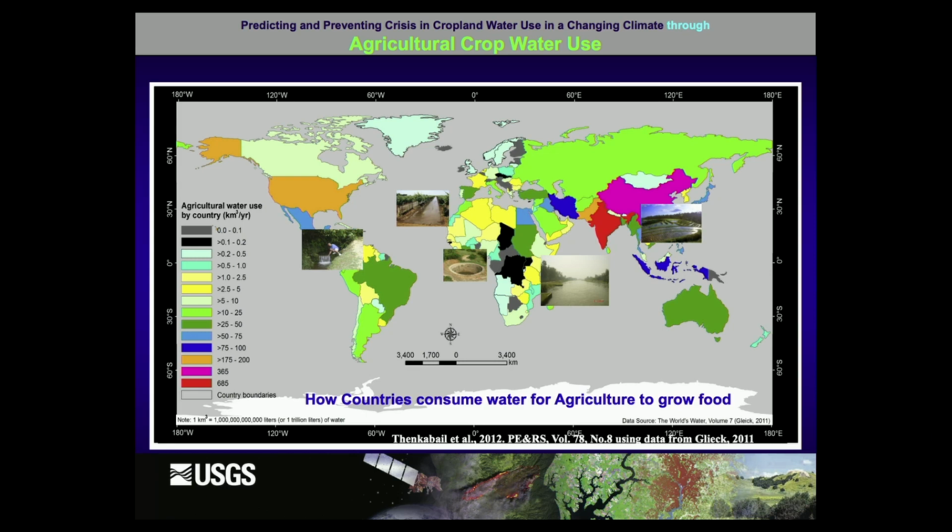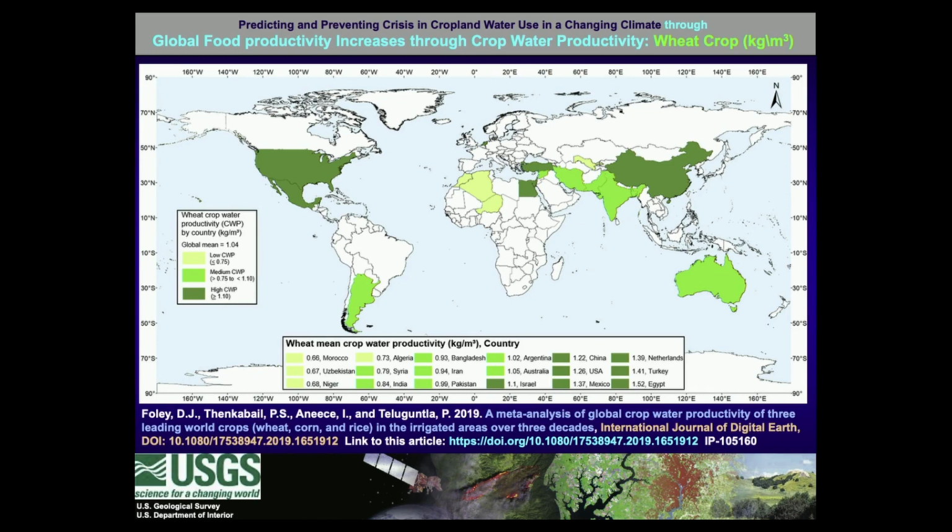So much water is being used for agriculture. So massive quantities of water being used for agriculture, and that is directly related to how much croplands you have and how much croplands are actually irrigated. The next thing for global food security is crop water productivity: how much you are going to produce per unit of water.